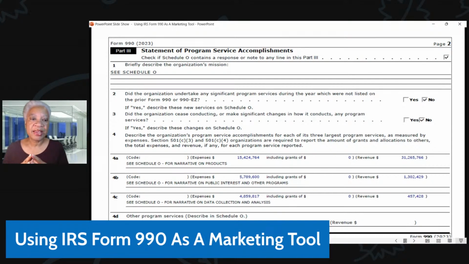You can answer some questions that you might not necessarily have room for. If you see that there's some answer that as it stands alone might cause some concern, you might use Schedule O to be proactive and describe what's going on, right? So they said see Schedule O. And when it comes to describing their programs, they say see Schedule O.